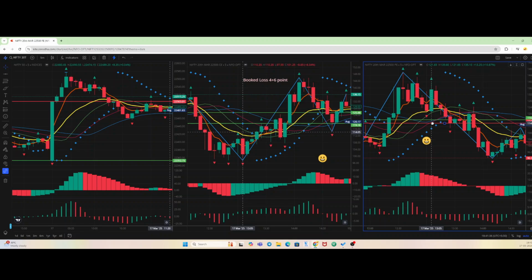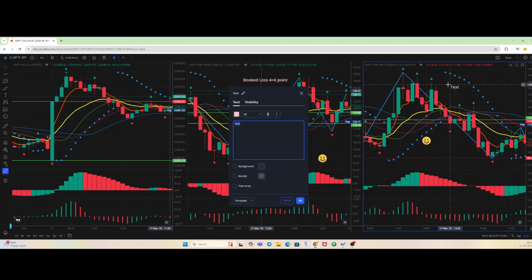Here we booked around 3 points, because there were multiple stop losses hit, hence we tried to be a little fast. Here we booked 3 points. Earlier we booked 16 plus, now we booked 3 points.